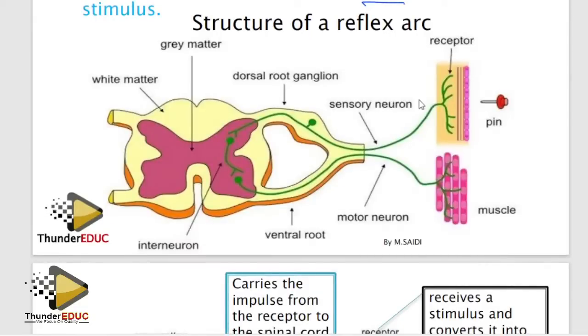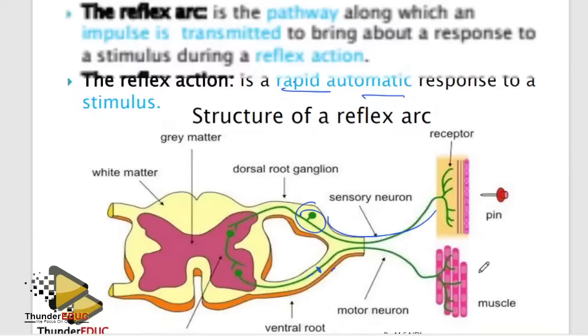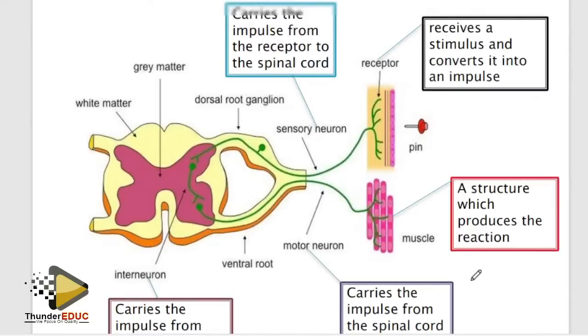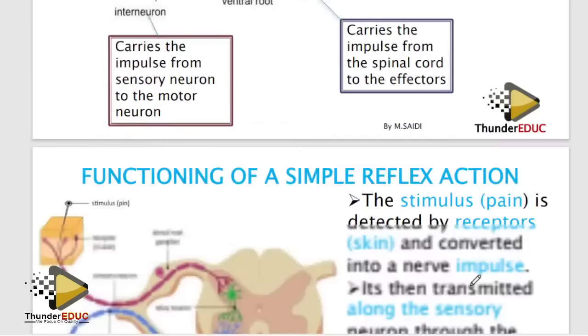What happens if the sensory neuron is damaged? You won't be able to feel, but you will be able to respond. I gave you examples there. What happens if the motor neuron is damaged? You will be able to feel, but you won't be able to respond or to react. Simple. So, examples of reflex actions, you talk about blinking of the eyes. So, guys, go when you know this by heart.